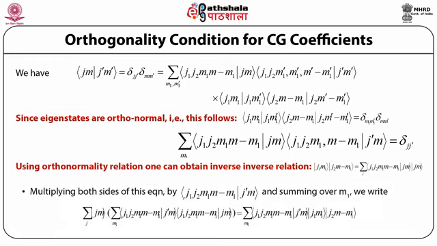Now, multiplying both sides of the above equation by the Clebsch-Gordon coefficient <j1 j2 m1 M−m1|J' M> and then summing over m1, we can rewrite the above equation as the summation over J of |J M> times the bracket of the summation over m1 of <j1 j2 m1 M−m1|J' M> <j1 j2 m1 M−m1|J M>, and this turns out to be equal to the summation over m1 of <j1 j2 m1 M−m1|J' M> |j1 m1> |j2 M−m1>.